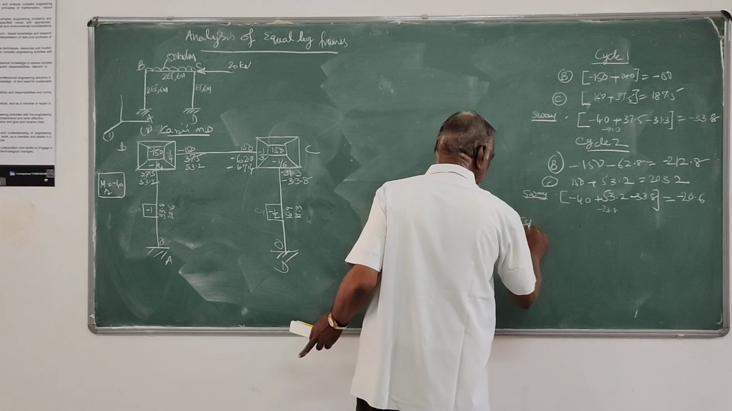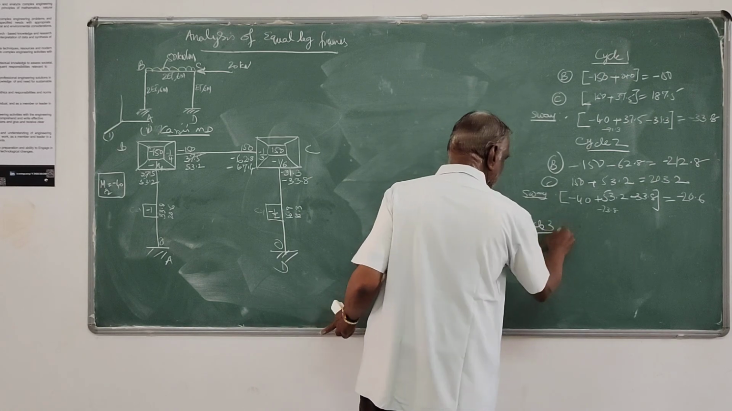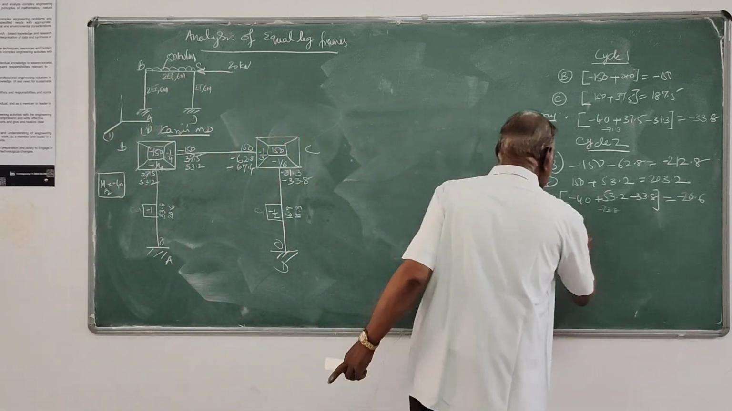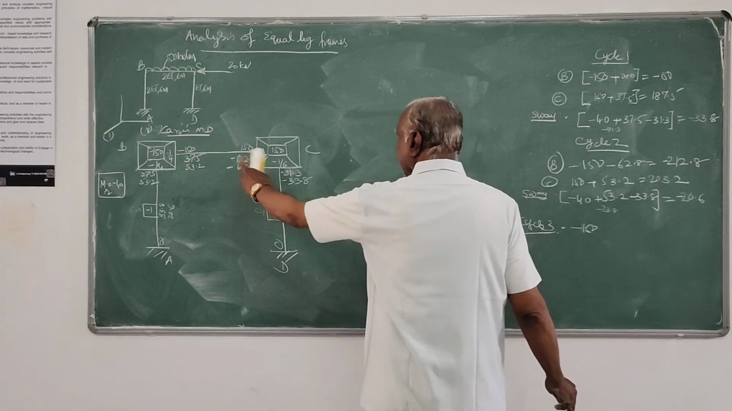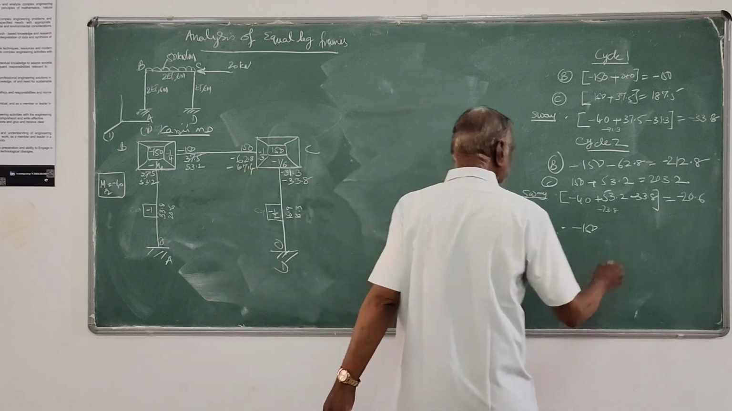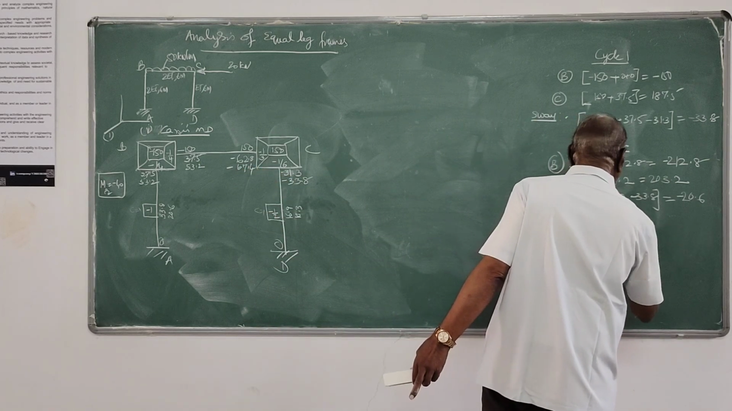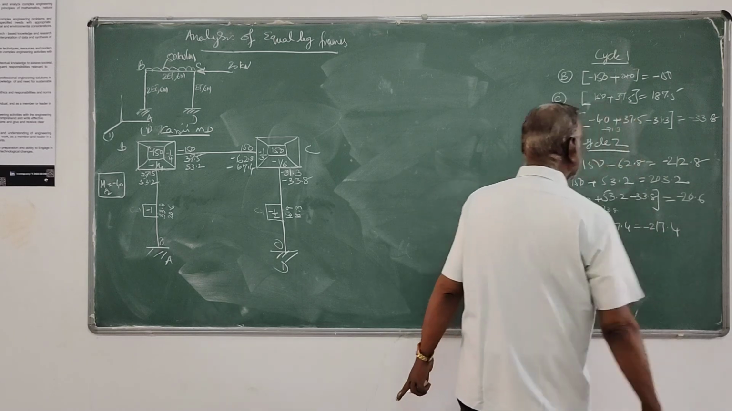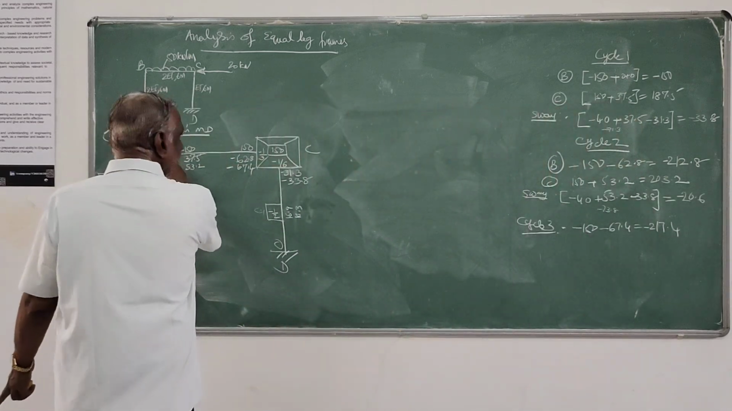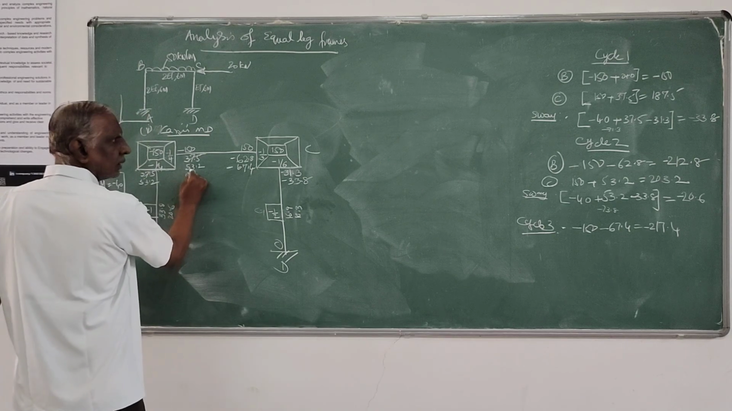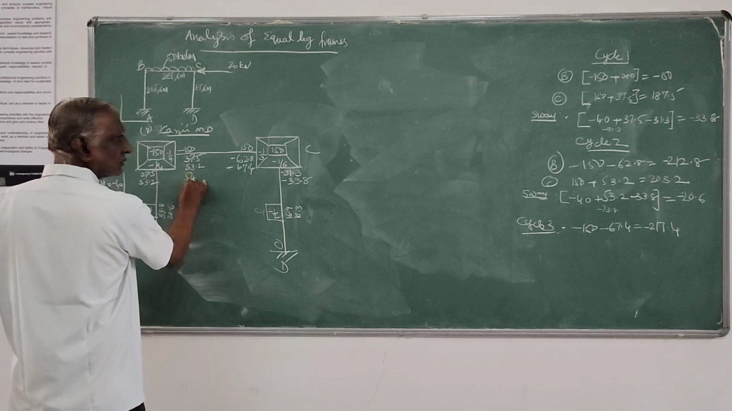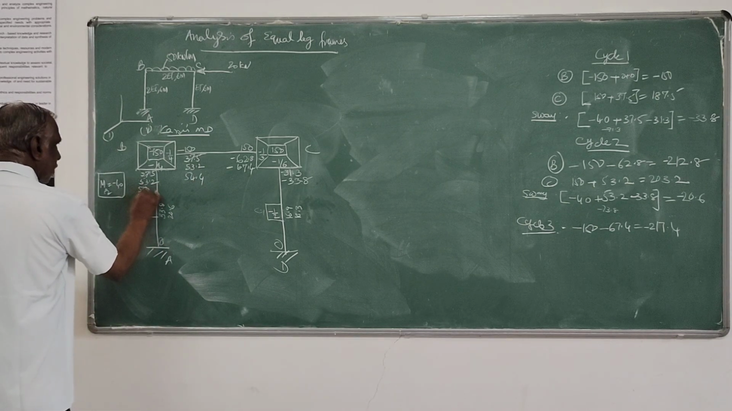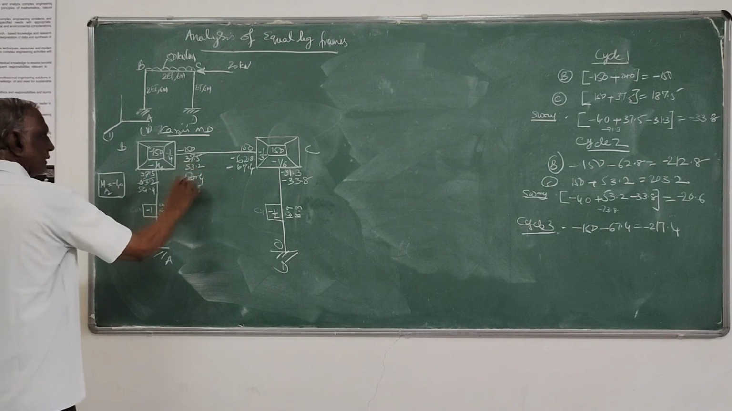Then lastly I will do one more cycle and stop with that. Cycle 3, again the same thing. I'll just move fast. Minus 150 plus minus 67.4 is equal to minus 217.4. That multiplied by minus 1 by 4 gives 54.4.